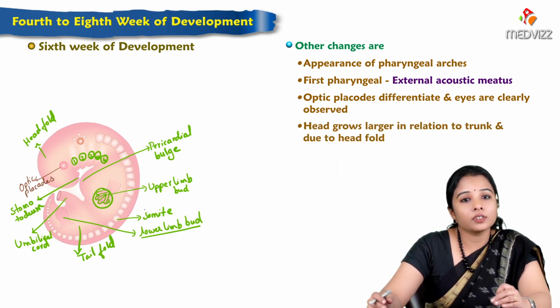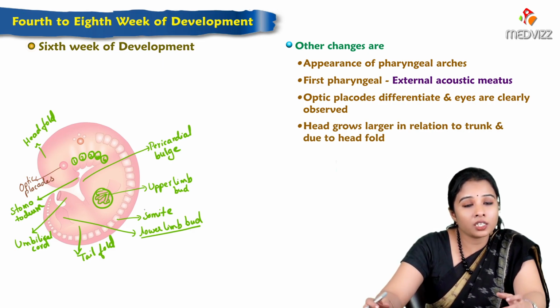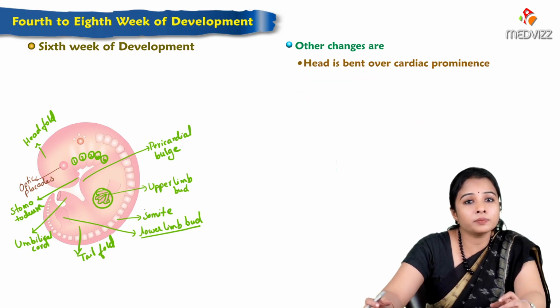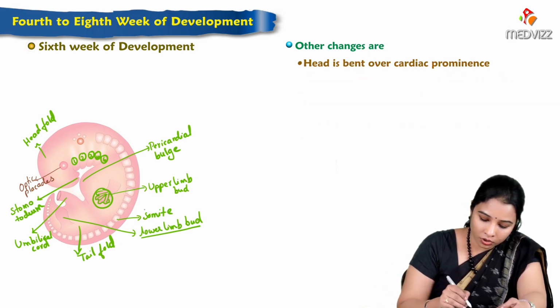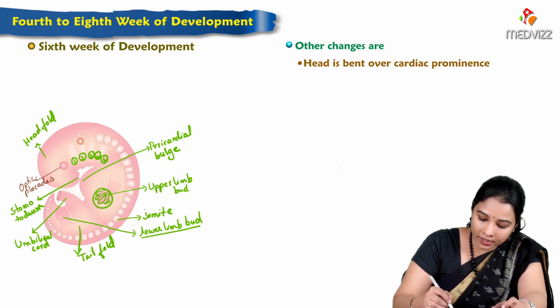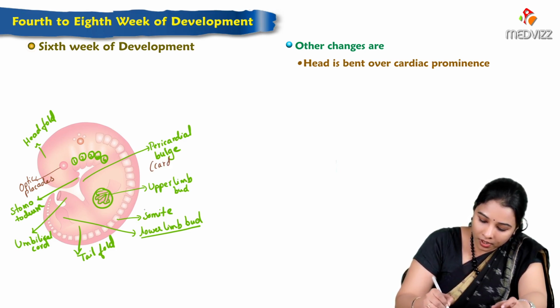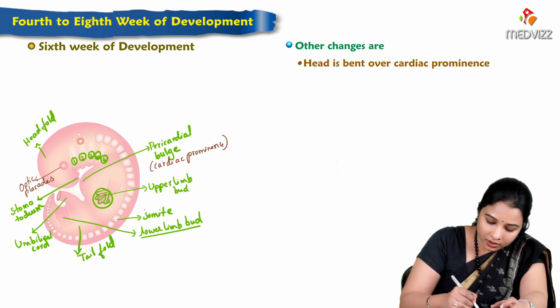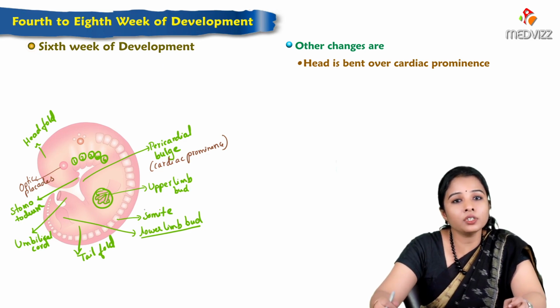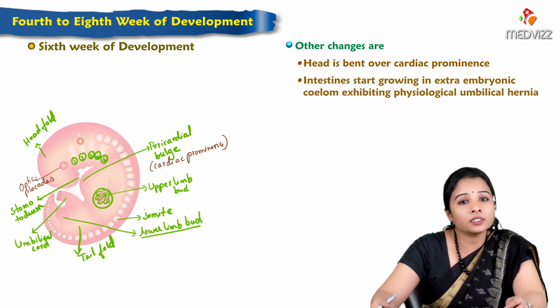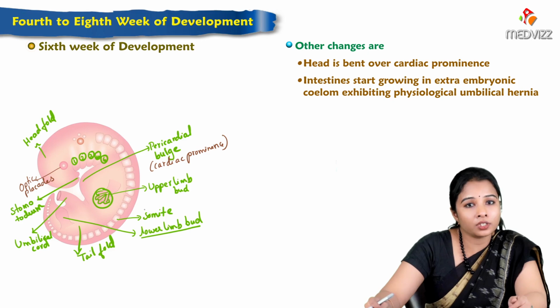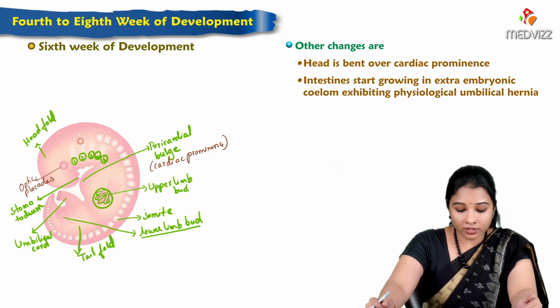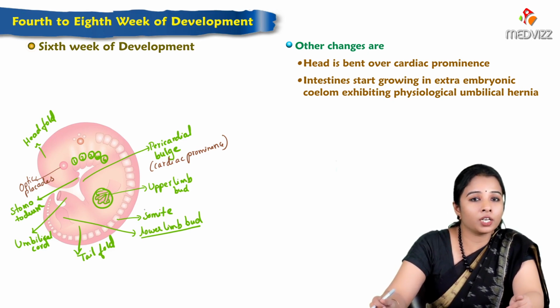And we also see the growth of the head. So the head grows larger in relation to the trunk, and due to the head fold, the head is bent over the cardiac prominence. So we can see the pericardial bulge containing the cardiac prominence. It is called cardiac prominence too. So we can see the head fold is ventral to the cardiac prominence. The intestines start growing in the extraembryonic coelom, exhibiting a physiological umbilical hernia. So these are all the things happening during the 6th week of development.